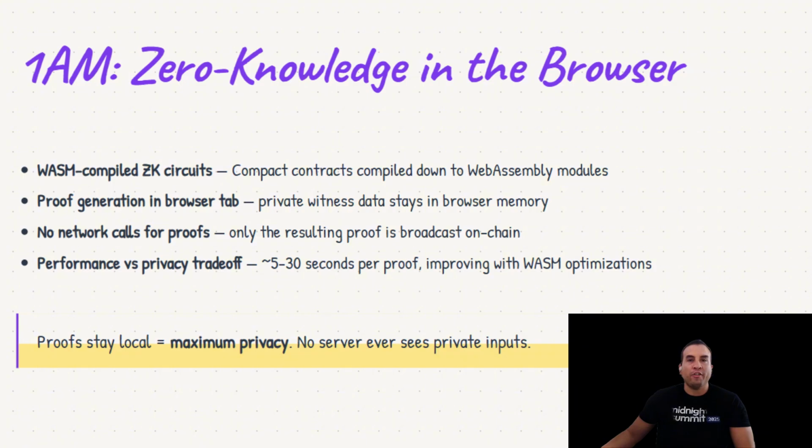The private inputs are garbage collected. No network calls, no server trust. The proof generation takes 5 to 30 seconds depending on circuit complexity, and WASM optimizations are improving this with every release. Proofs stay local equals maximum privacy.